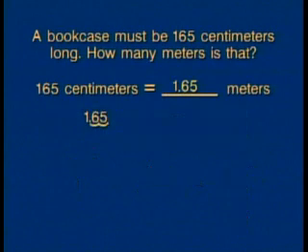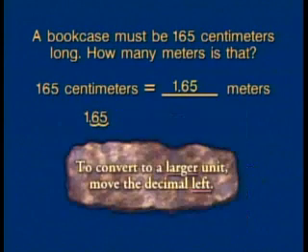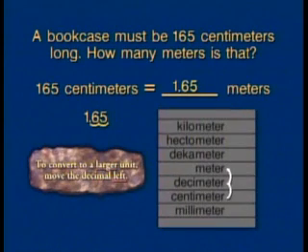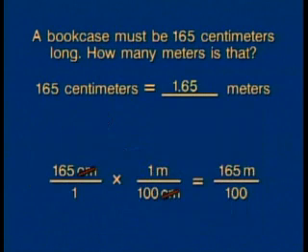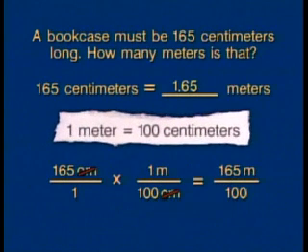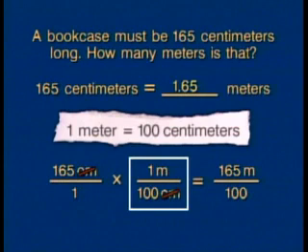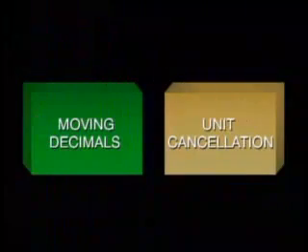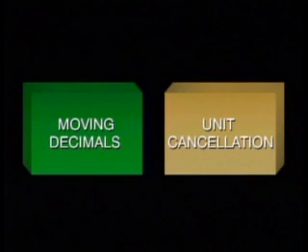When we converted by moving decimals, we had to remember the larger left rule. We also had to know how many units larger a meter is than a centimeter. When we used the unit cancellation method, we had to remember the unit equivalents for meters and centimeters. We also had to write a unit conversion factor. Both methods of converting centimeters to meters give us the same answer, so you can use whichever method you like. In this lesson, we'll use both.